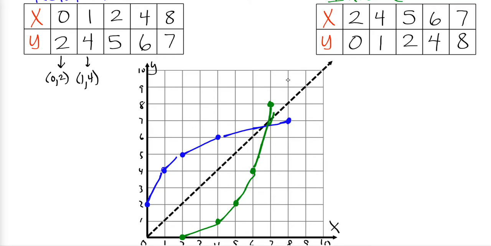And so if you are given a graph and asked to draw its inverse, you have two ways to do it. One, you can draw that 45-degree angle and then just draw the mirror image. Or two, you could take the individual points, like the point (0, 2), and draw its inverse at (2, 0). You could do individual points and reverse them as well.